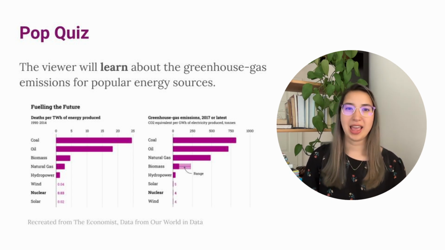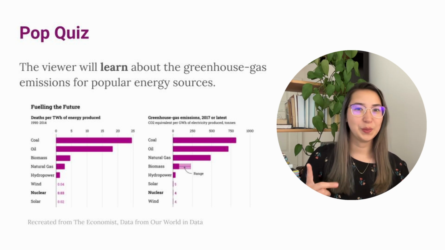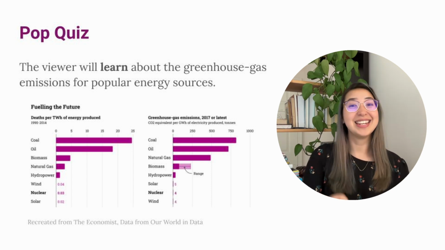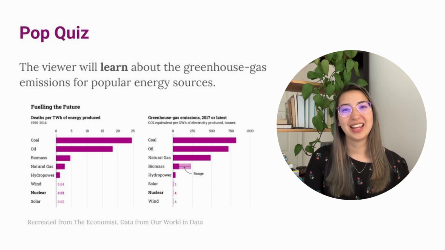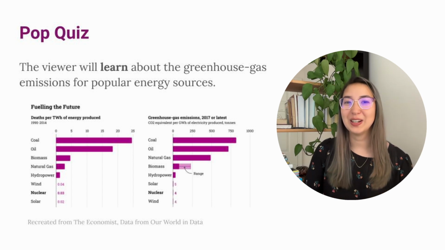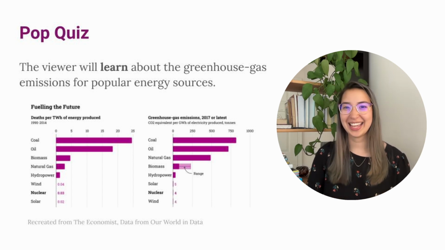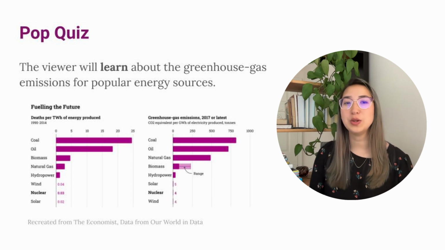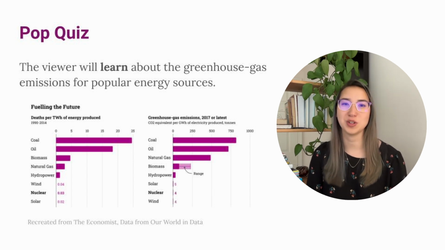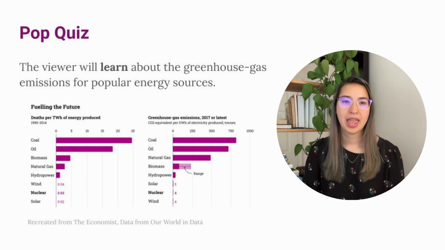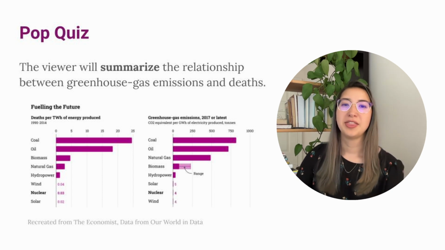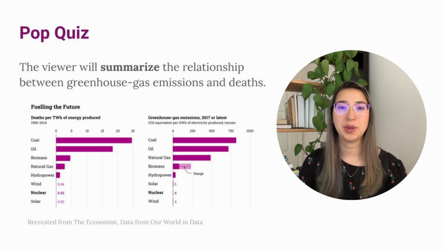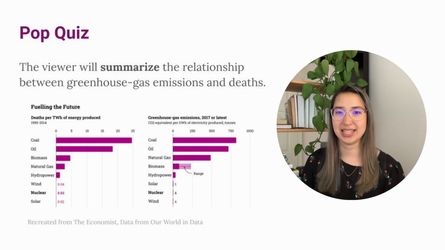Correct answer coming in 3, 2, 1. This is not a good learning objective. The verb here is learn, which is so vague. It doesn't answer the question of what the viewer will be able to do or know after seeing the visualization. And here's the final one. The viewer will summarize the relationship between greenhouse gas emissions and deaths.